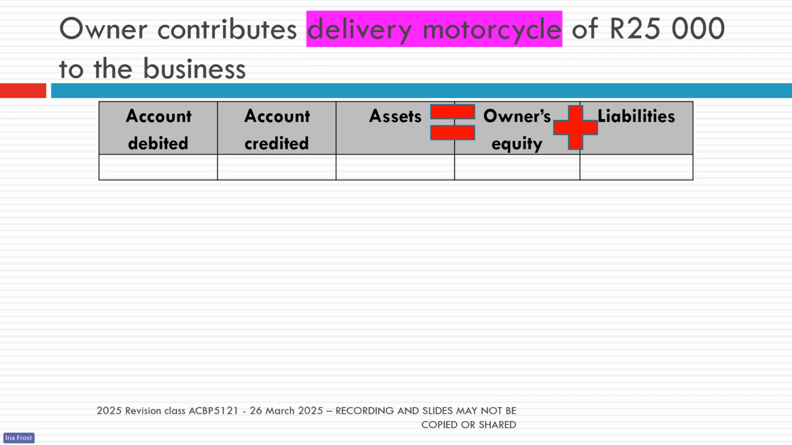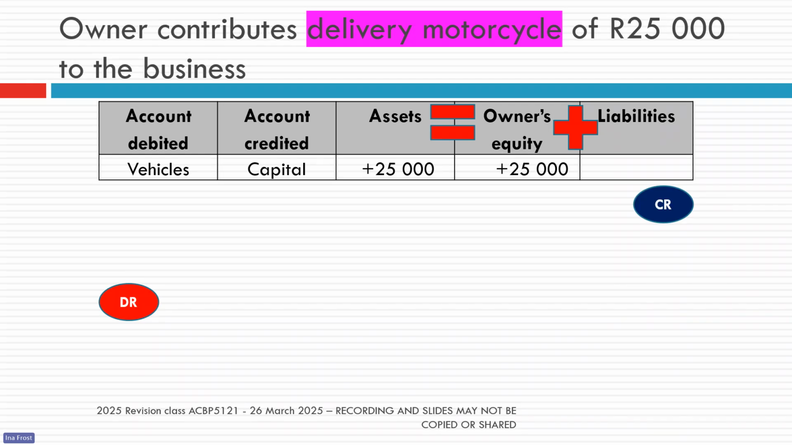So let's look at how we're going to record it if the owner contributes an asset to the business. In my little example, we're just going to say they contribute a delivery motorcycle. In other words, a vehicle to the business worth 25,000. So again, if we look at the impact on the accounting equation, assets still go up, owner's equity goes up. So the impact looks exactly the same as if the owner had given us cash. Whether it's cash or an asset, the impact on the accounting equation looks the same.